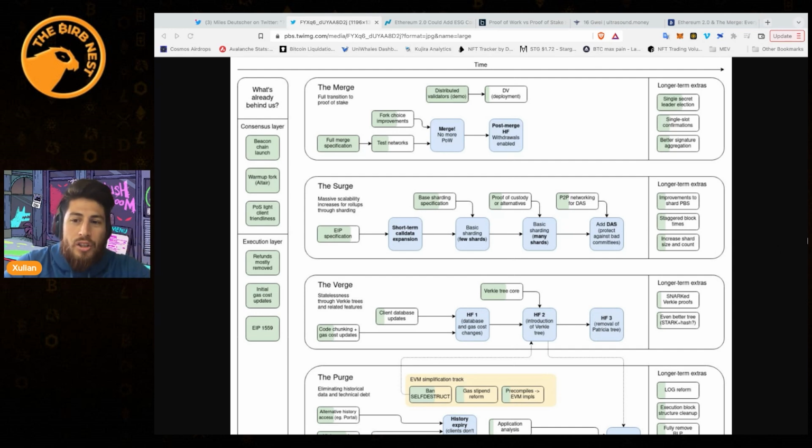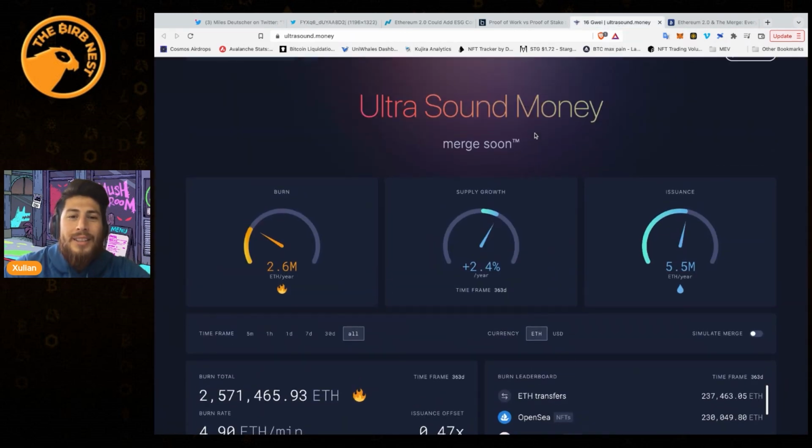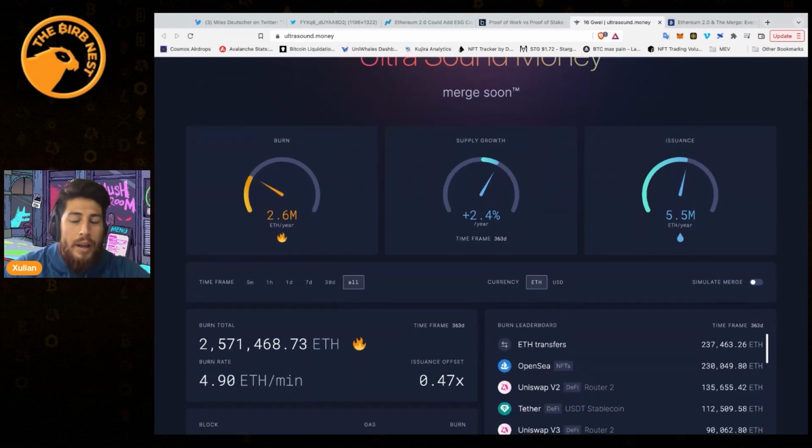One of the most relevant changes as well is that there will be a triple Bitcoin halving. So if you know Bitcoin, every 4 years, the emissions go down by half, and that's called the Bitcoin halving. And with Ethereum, what is happening with the merge is you're going to have the equivalent of a triple halving. So in this website, Ultrasound Money, we can actually review what it would look like for the merge to happen right now.